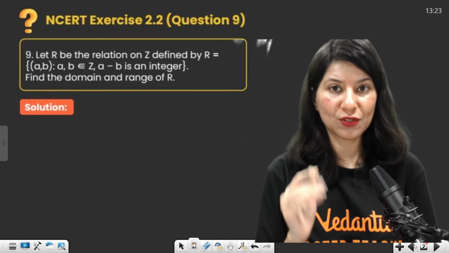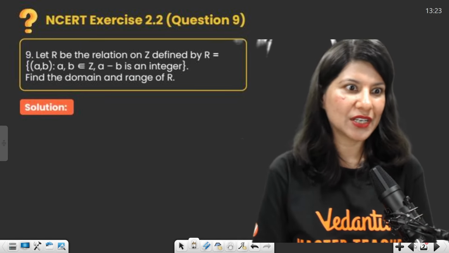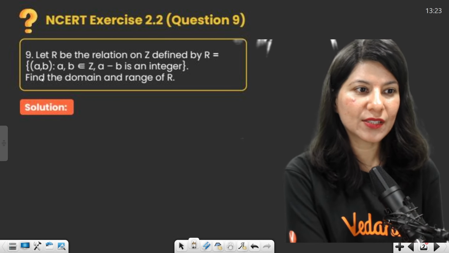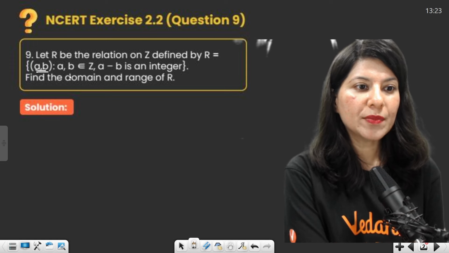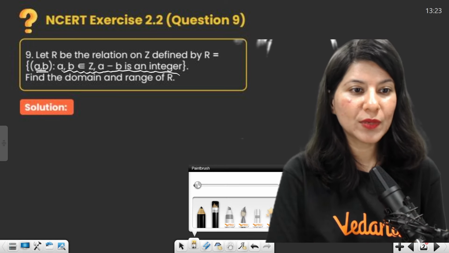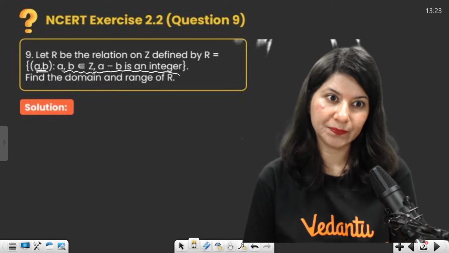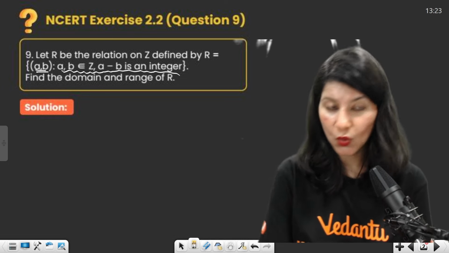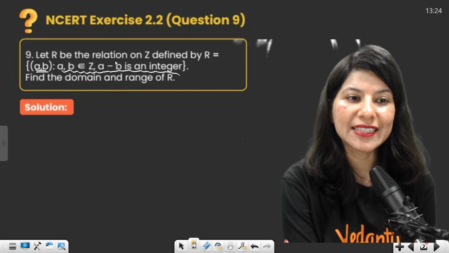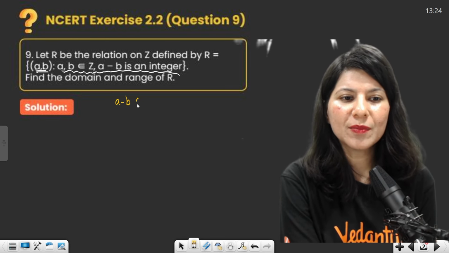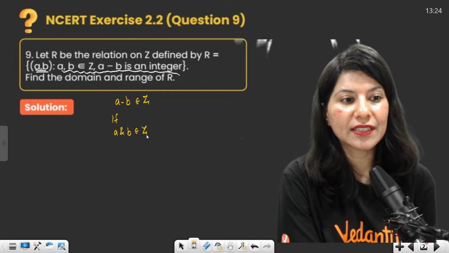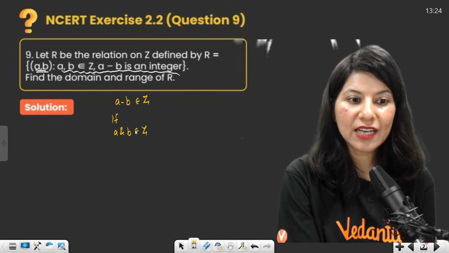And the 9th question. So total 10 questions are there, right? We are here at 9. R be a relation on Z defined by R equals {(a, b): a, b belongs to Z, a minus b is an integer}. Find the domain and range of R. Alright. R is a relation on Z where a minus b should be an integer, right? A minus b will be an integer if a and b both are integers. So that means a and b should be integers.